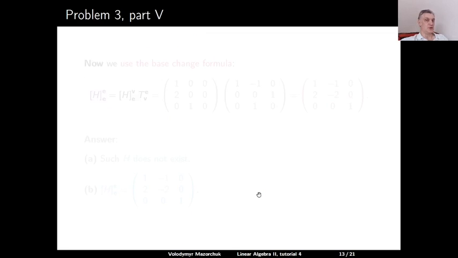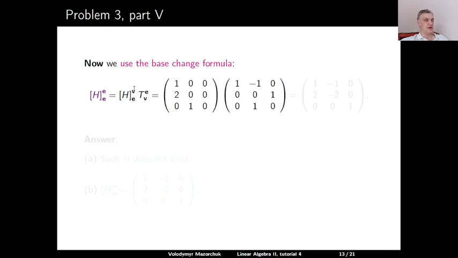Great, so now we can use the base change formula. The matrix of H in the standard basis is the product of the matrix of H between the bases V and E times the transformation matrix from V to E. The matrix of H between the bases V and E is the matrix 1, 0, 0, 2, 0, 0, 0, 1, 0, and the transformation matrix is 1, minus 1, 0, 0, 0, 1, 0, 1, 0. So if we multiply them, the first row just gives the first row, 1, minus 1, 0. The second row here gives twice this first row, 2, minus 2, 0. And the third row here gives the second row here, 0, 0, 1.